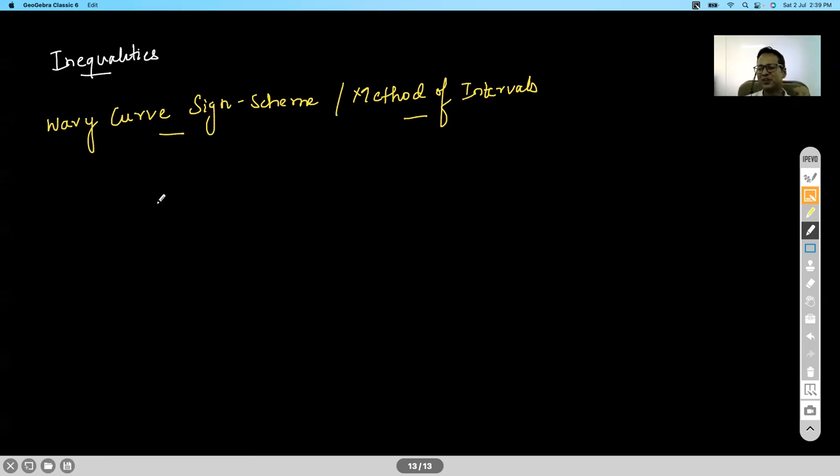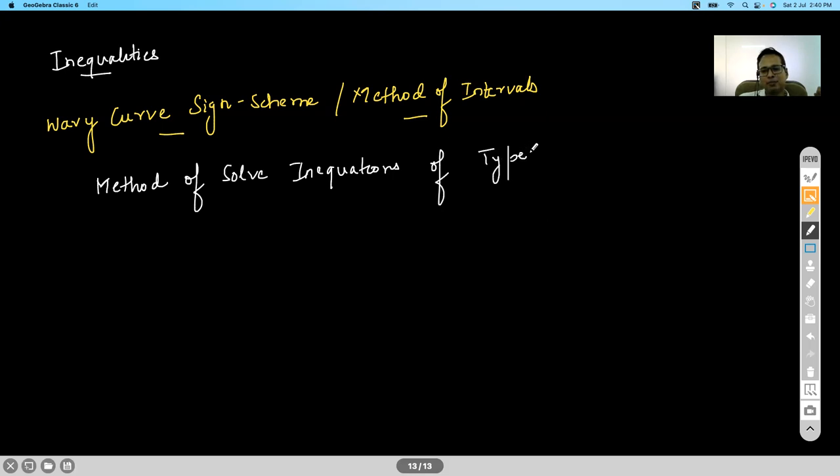It's a scheme where we are going to learn how to solve inequalities. So this method will be helpful. This is the method to solve inequalities, or you can say inequations, of the below type. Please listen to the structure of this inequation. I'm just writing a very ugly looking expression.